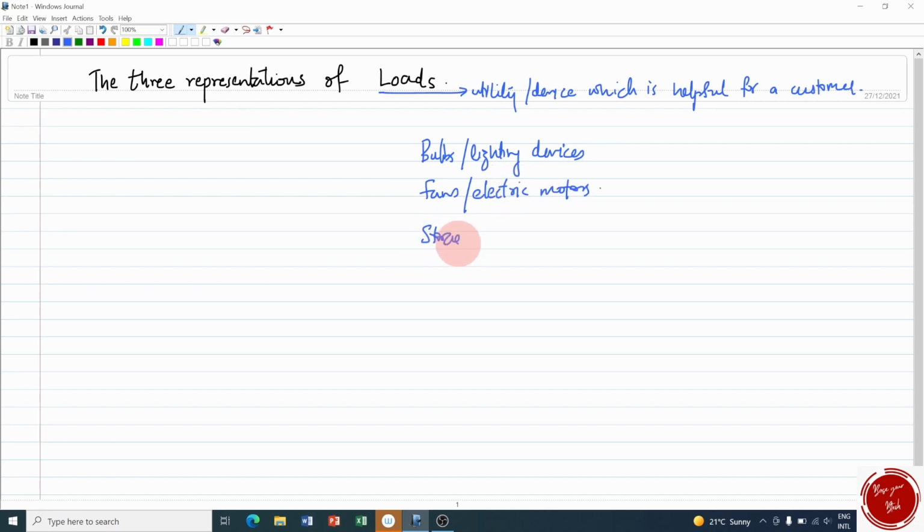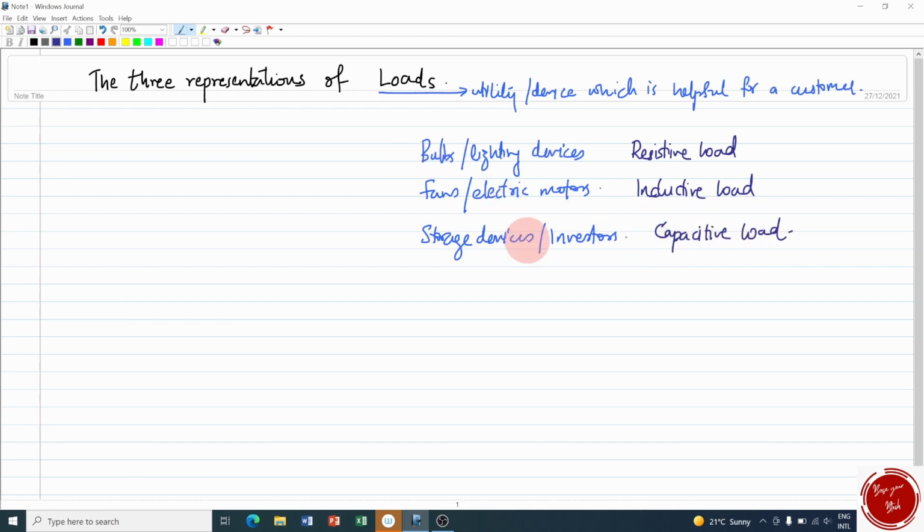Then something like storage devices, batteries or inverters, etc. are the appliances that a customer depends upon in daily life. All these appliances consume electricity. So we can categorize all these loads into three types: resistive load, inductive load, and capacitive load, under which storage devices, inverters, etc. come.